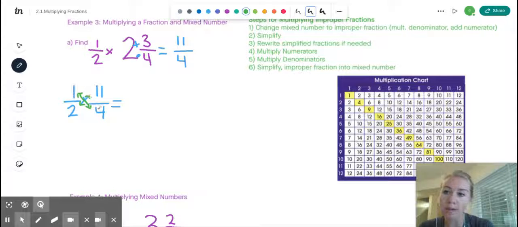And then we have a 1 and a 4. Well, here's a hint. Whenever you see a 1, that's as small as it can be. You cannot simplify that. So we can't simplify this at all. So step 3, rewrite simplified fractions if needed. Not needed. Move on. Step 4, multiply numerators.